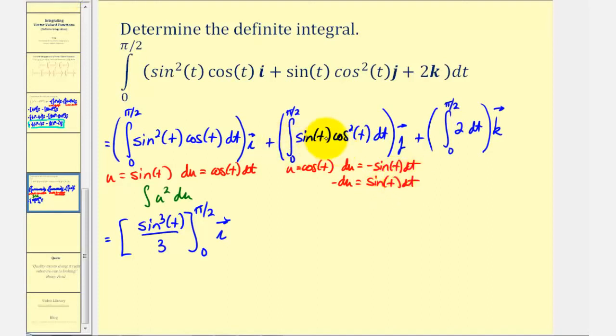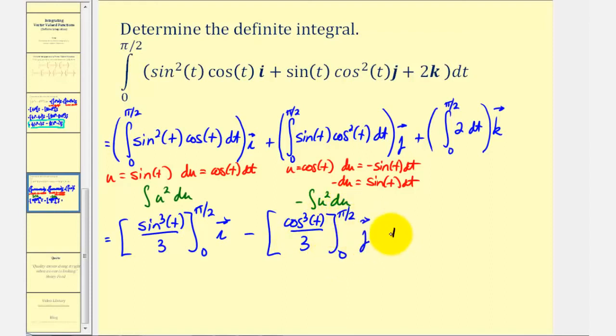So in terms of u, this would be negative u squared du. Again, sine t dt is equal to negative du, giving us this negative. And then for the antiderivative in terms of u, we'll have negative u to the 3rd divided by 3, which would be in terms of t minus cosine cubed t divided by 3. And then finally the integral of 2 with respect to t would be 2t, so we have 2t times k.